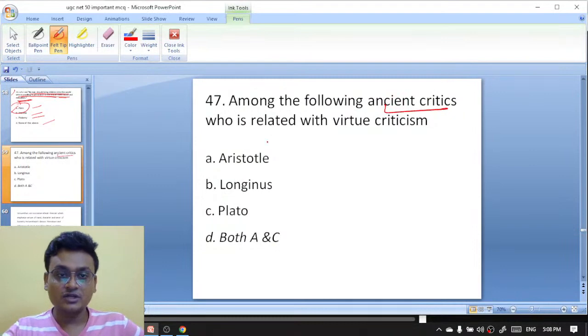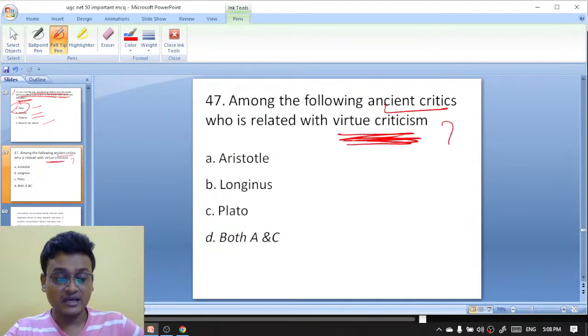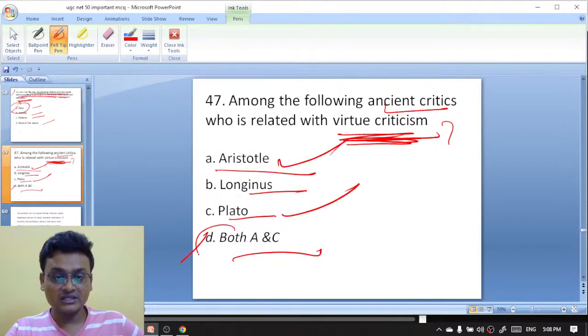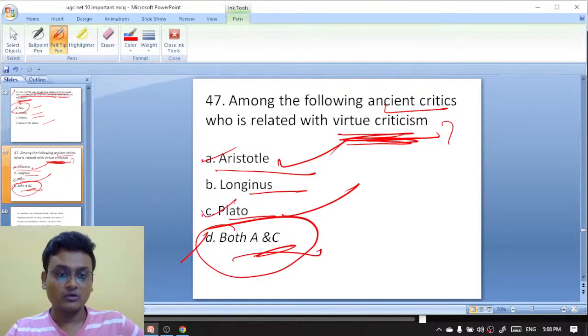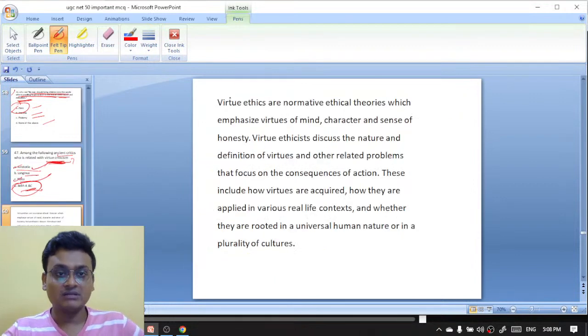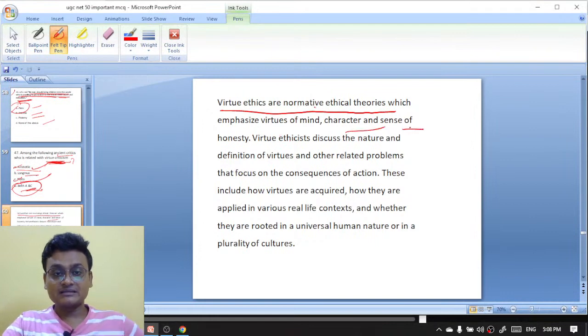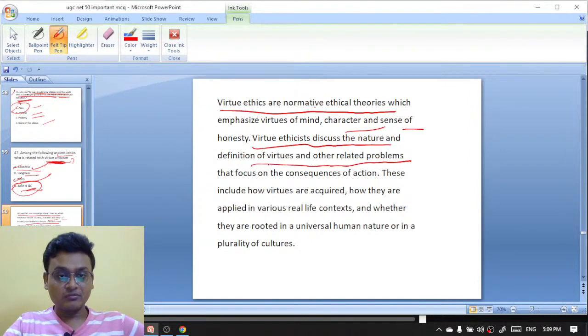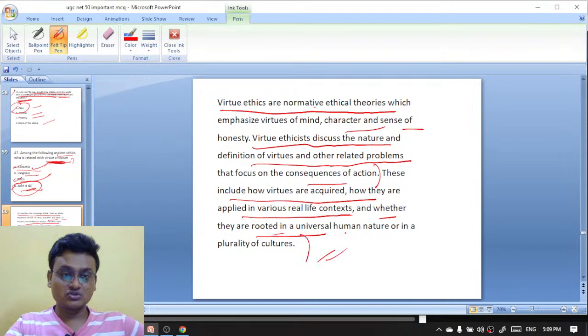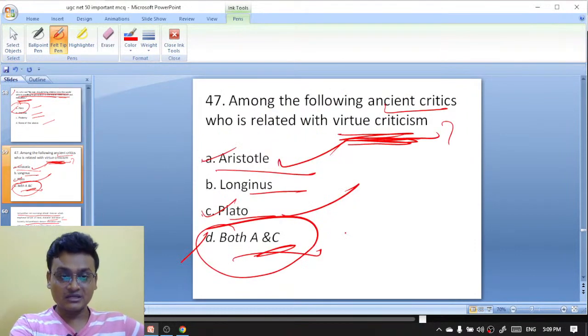Among the following ancient critics, who is related to virtue criticism? Aristotle, Longinus, Plato, both A and C. Aristotle and Plato are related to virtue criticism, so D is the right answer here. Virtue ethics are normative ethics theories which emphasize the virtues of mind, character, and sense of honesty. Virtue ethicists discuss the nature and definition of virtues and the related focus on the concept of action. These include how virtues are acquired, how they are applied in real life contexts, and whether they are rooted in universal human nature. So here you see Aristotle and Plato.